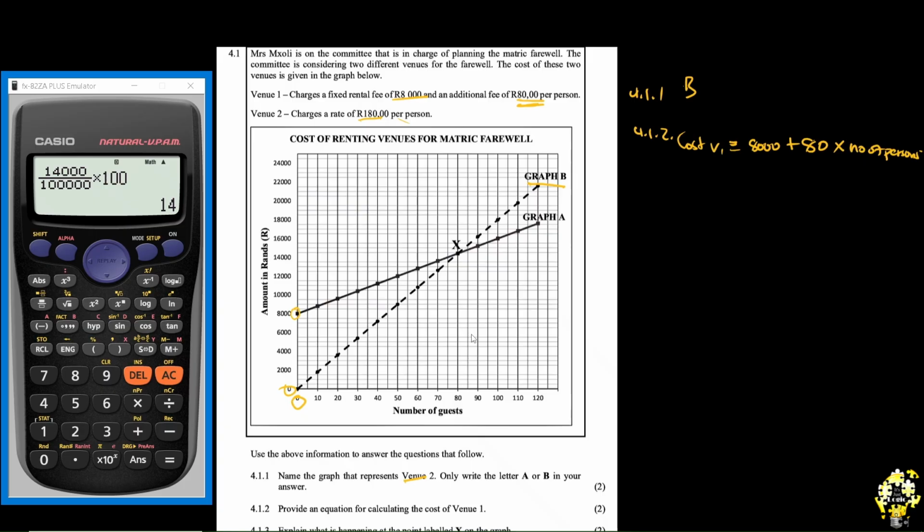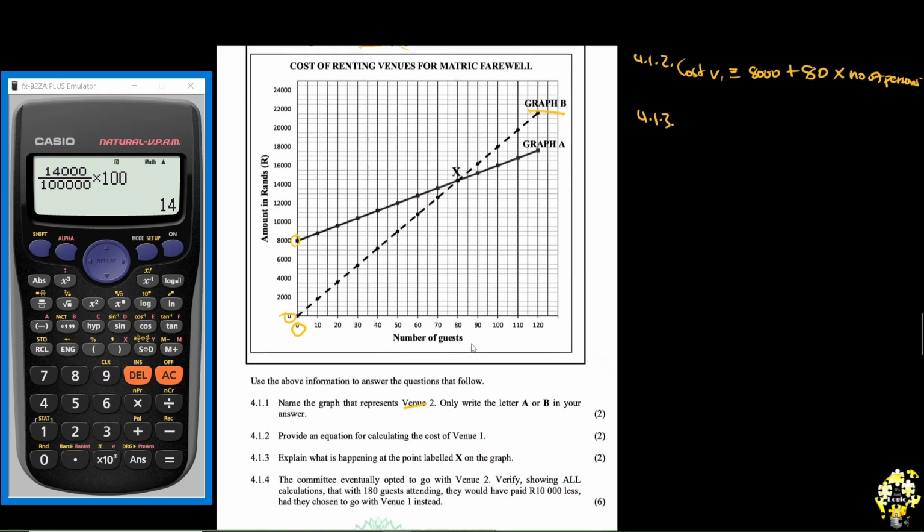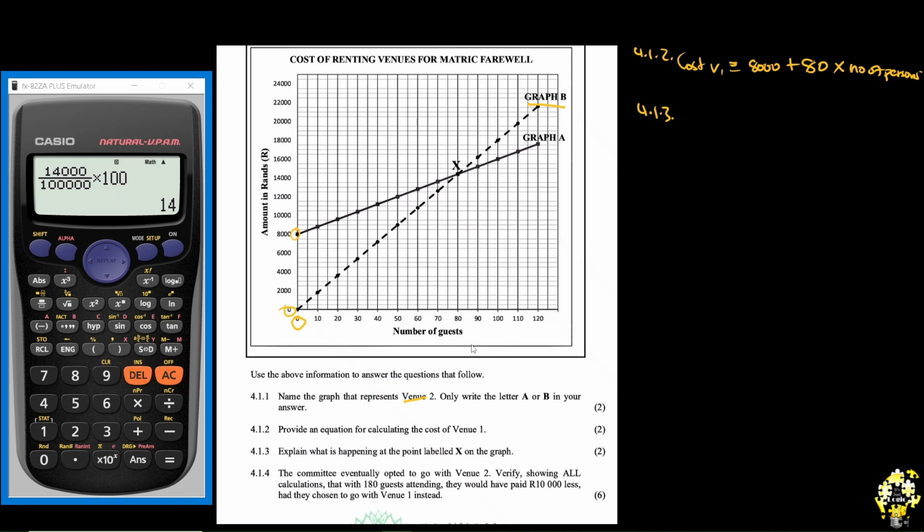If we were doing cost for venue 2, it was going to be simple. 180 multiplied by the number of people. That's just how it was going to work. So let's continue to 4.1.3. Let's see what the question is asking. Explain what is happening at the point labeled X on the graph.